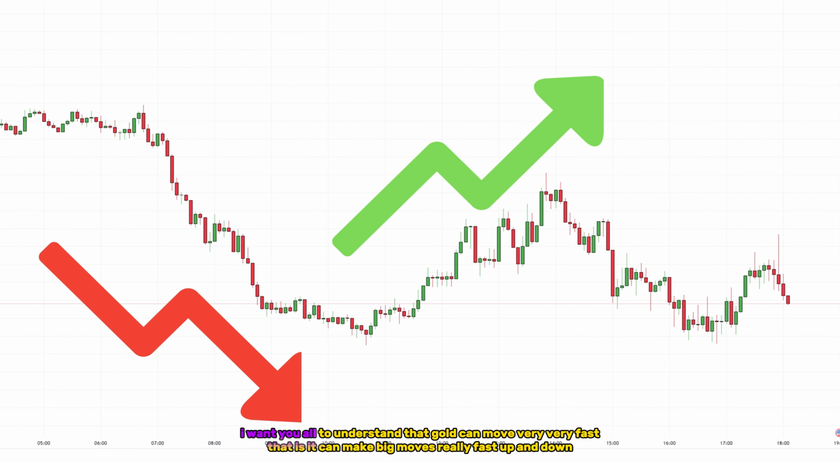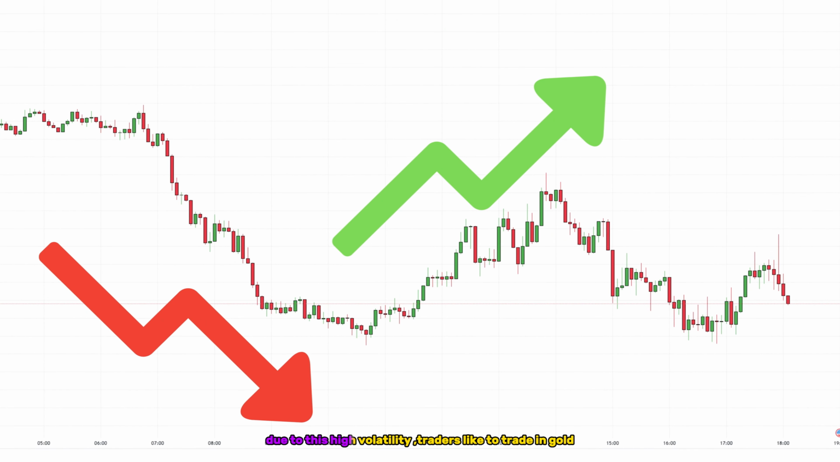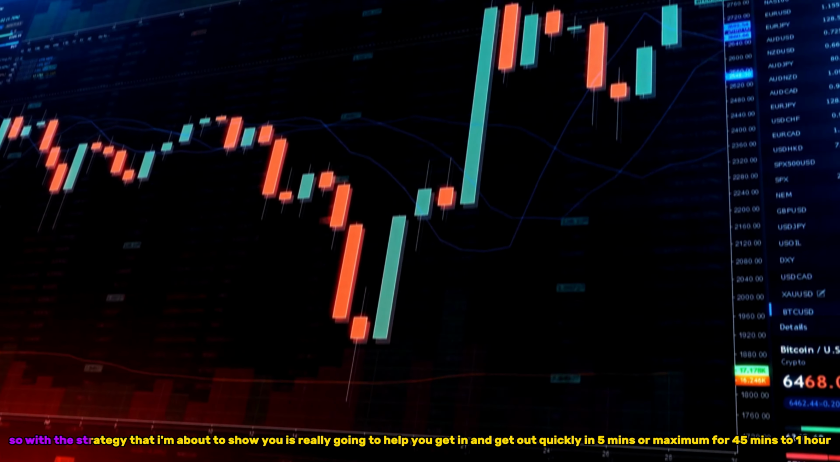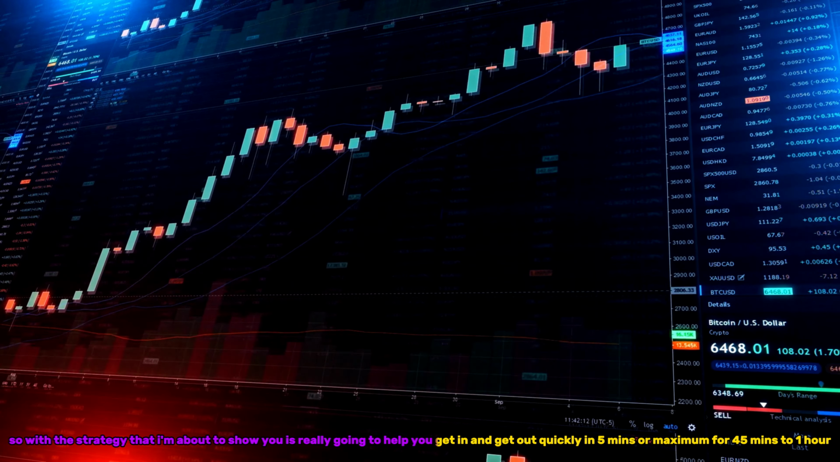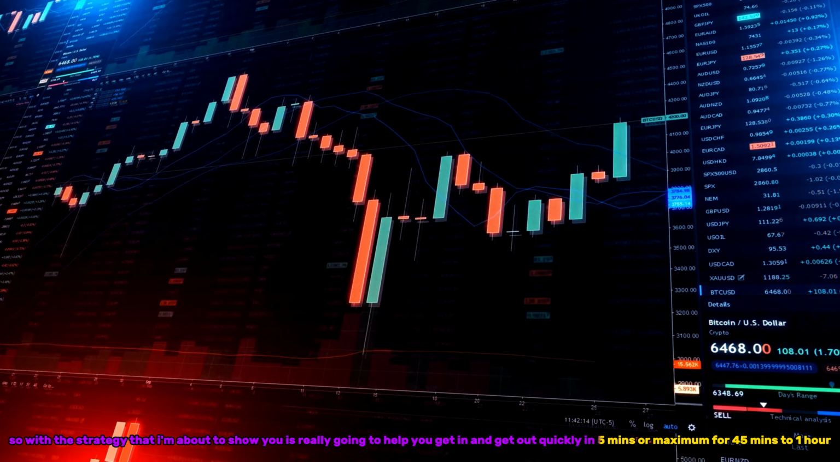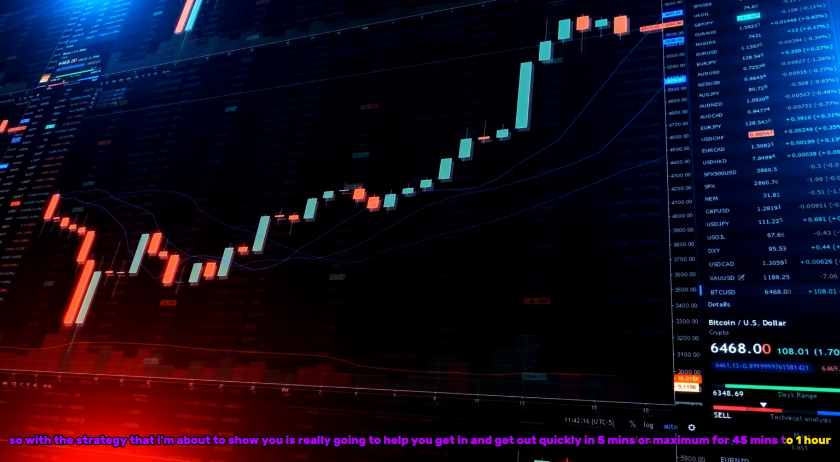I want you all to understand that gold can move very, very fast. That is, it can make big moves really fast up and down. Due to this high volatility, traders like to trade in gold. So we have to get in fast and exit our trade really fast. So the strategy that I'm about to show you is really going to help you get in and get out quickly, in 5 minutes or a maximum of 45 minutes to 1 hour.